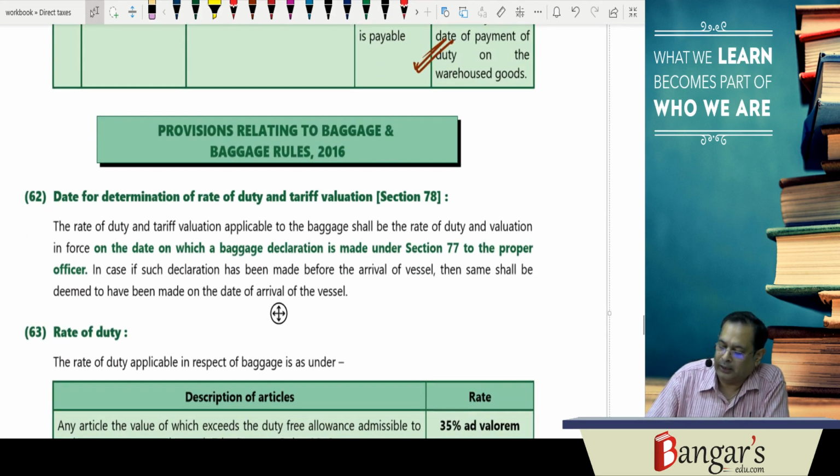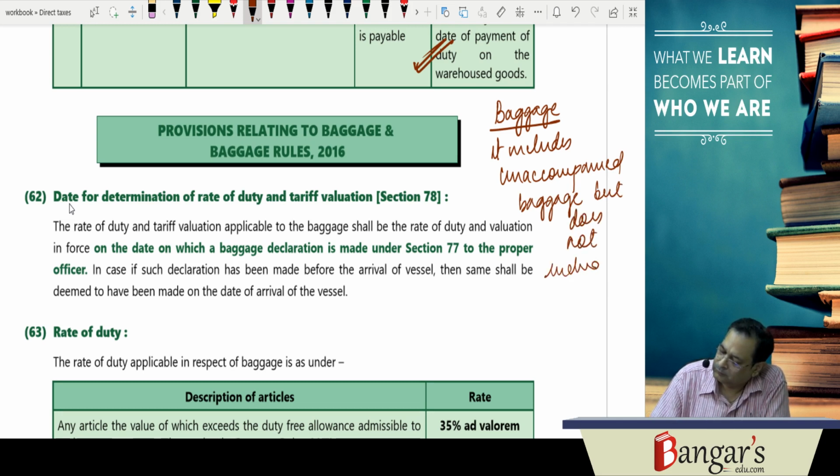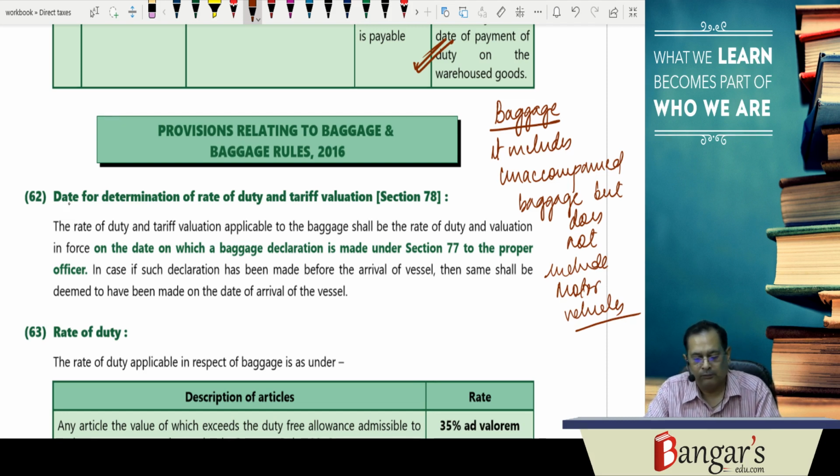Then we are having baggage. What baggage basically is? Baggage has been defined. It includes unaccompanied baggage, but does not include motor vehicles. Baggage includes unaccompanied baggage, but does not include what? The motor vehicles.